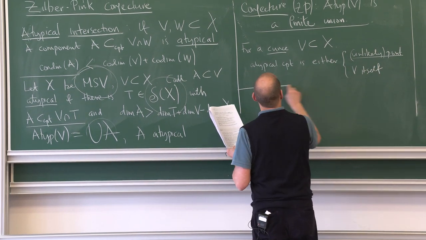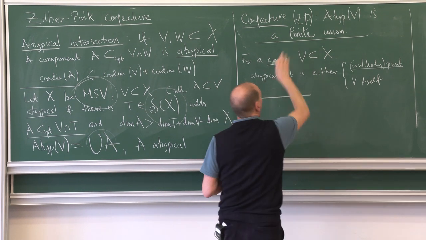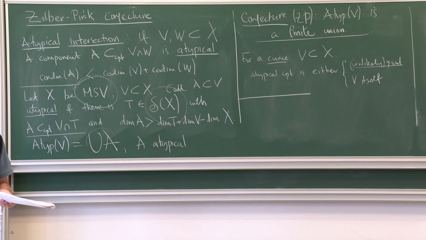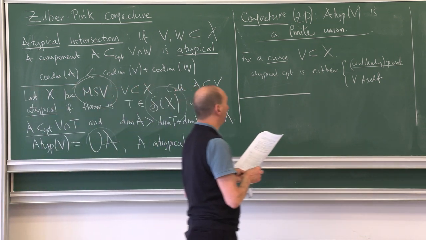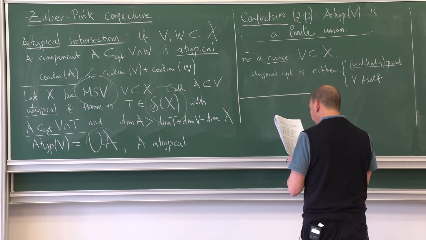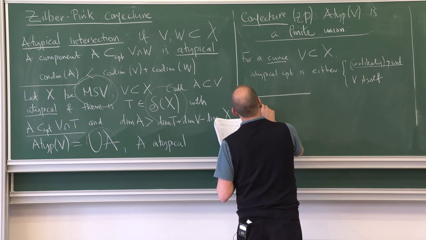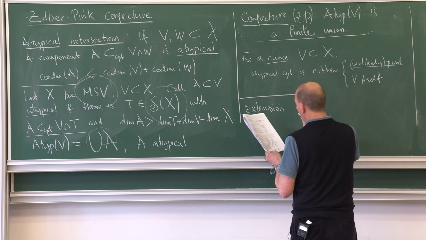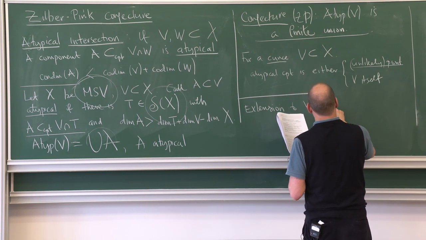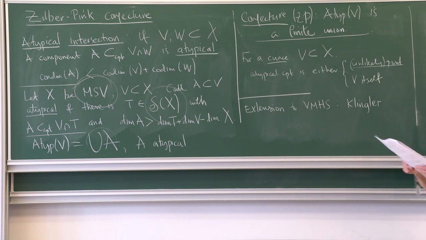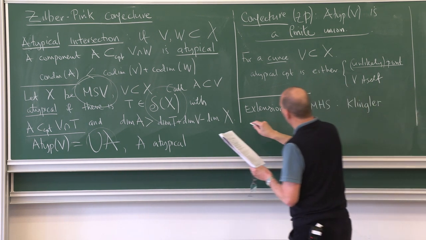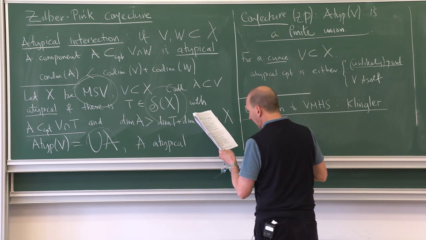So there are various formulations, and I'm going to talk about the optimal formulation briefly. The other thing to say about this conjecture is that it's widely open. It's very much an open conjecture. Even in the multiplicative case, it's open in G_m^5. I believe it's known for everything up to G_m^4, but it starts to be open for surfaces in G_m^5. In the meantime, there's an extension to variations of mixed Hodge structure due to Klingler.